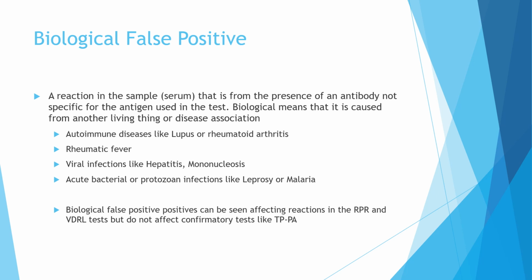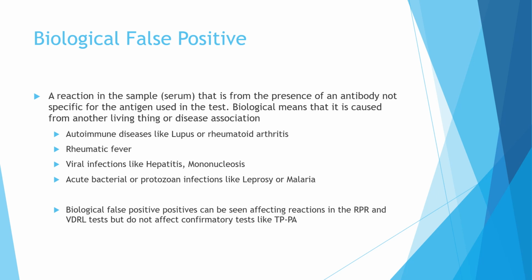Some things that can cause biological false positives would be autoimmune diseases like systemic lupus erythematosus or rheumatoid arthritis. Other things that can cause biological false positives would be rheumatic fever, viral hepatitis and mononucleosis. Acute bacterial or protozoan infections like leprosy or malaria can also cause biological false positives.